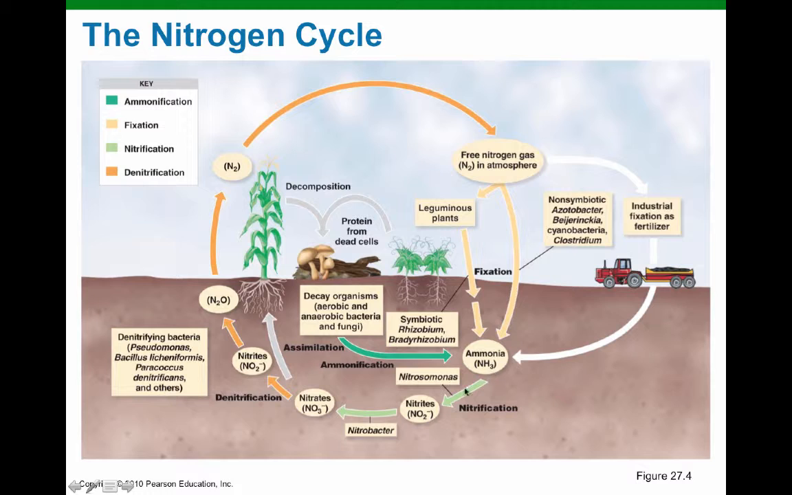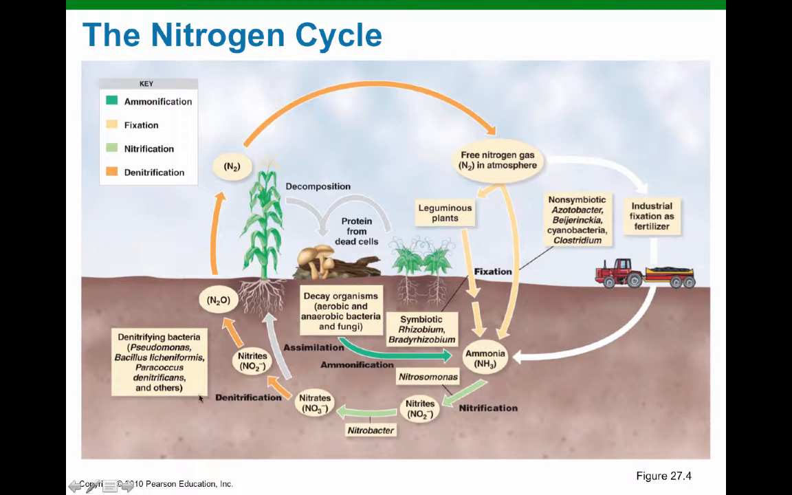Nitrosomonas will take ammonia and convert it to nitrites. We also have denitrification that is carried out by similar bacteria here. Nitrobacter converts the previous step from nitrites to nitrates, and then denitrification goes back to nitrites.